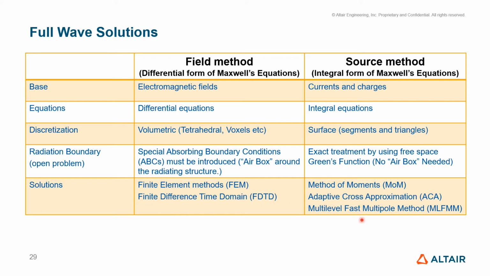In the source method, method of moments, adaptive cross approximation, MLFMM fall under that, and you don't need the radiation box. So there are some advantages in using FEM and FDTD based on what type of problem you want to solve. Of course, there are some disadvantages, like having to use the air box around the radiating structure and also having to discretize the whole volume, if it is needed or not, in the differential form of Maxwell's equations, that is FEM and FDTD. Whereas with method of moments and MLFMM, you don't need an air box. You don't need volumetric discretization.